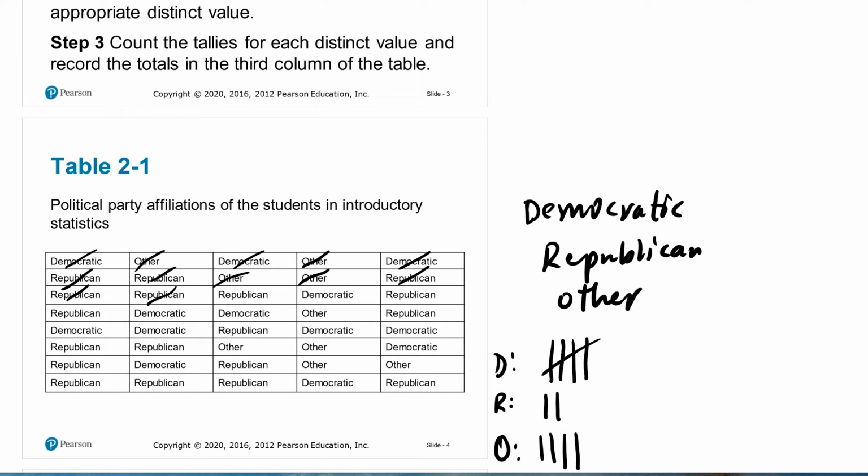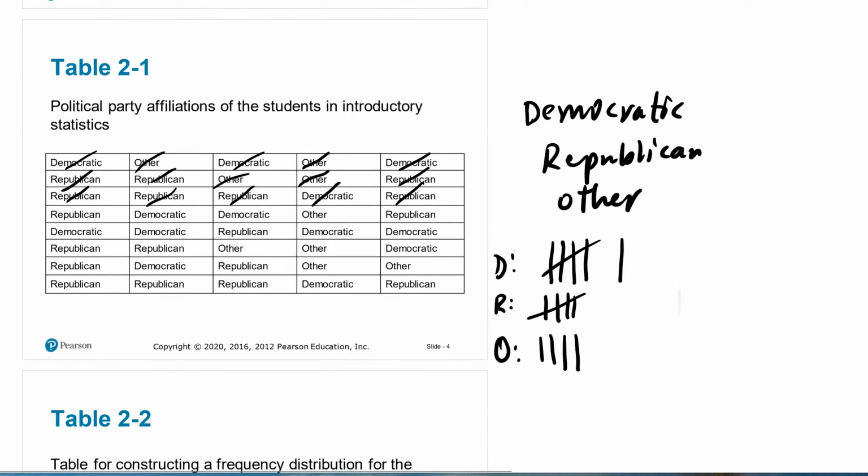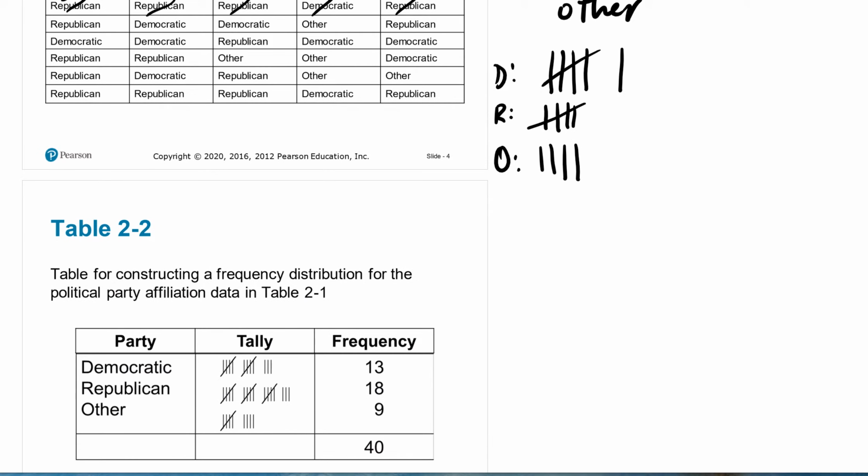And then we do the same thing for Republican and move on and on. The next one, Republican, Democrat, so we start a new one, and then Republican, so that's 5. By the time I finish going over each one of them, I can go back and count the tallies. The total number will be the frequency. So Democrats, we have 5, 5, 10, and 3, 13. Republicans 5, 10, 15, 18. And the next one, 5 and 4, that's 9. A total of 40 of them.